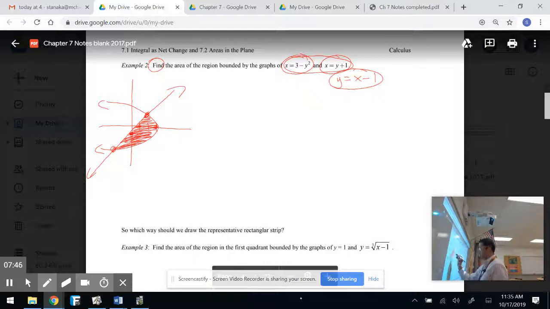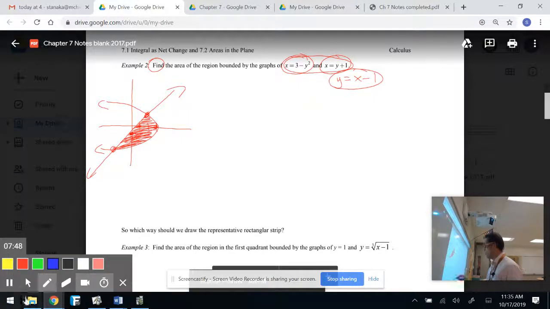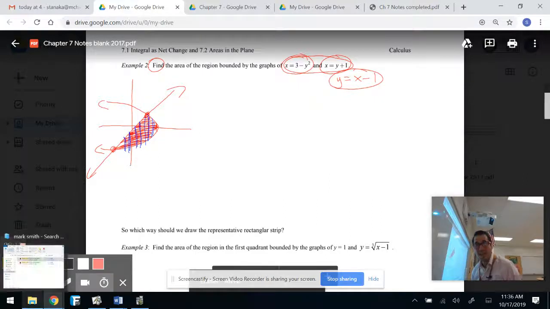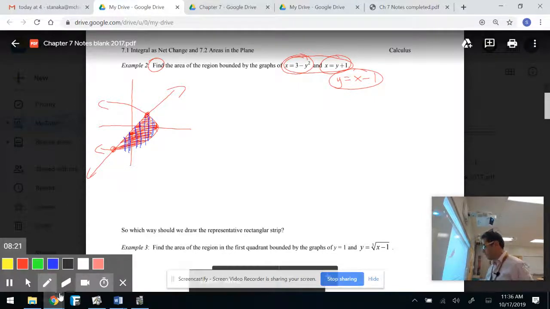Now, this is where we have to really think about these things, okay? If I make my top to bottom rectangles, what do you notice? Oh, snap. I notice that the top and bottom kind of change, right? I go top to bottom, and it ends up being that line minus the parabola line. But then when I get to here, it kind of flips. It goes parabola to parabola. So guess what? You don't want to do it that way. So there must be another way, right? Let's hope there's another way, because that could get pretty tough.